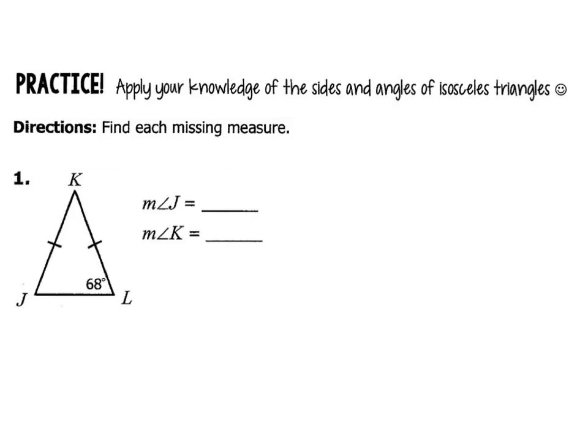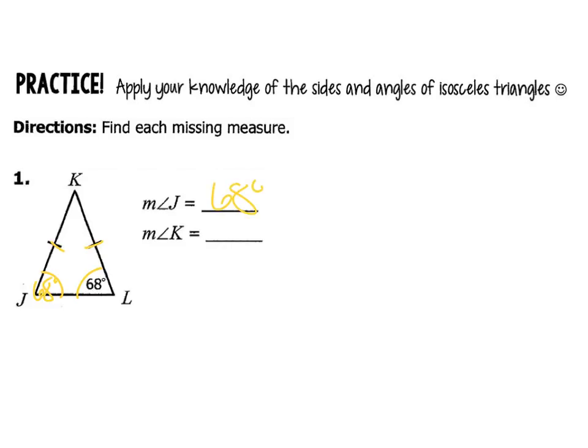All right, so now we're going to apply our knowledge of sides and angles of isosceles triangles to these problems to help us find the missing measures. If we're given that this is an isosceles triangle because the legs are congruent, therefore we know that the base angles are congruent as well by the isosceles triangle theorem. So if the measure of angle L is 68, then the measure of angle J is also 68 degrees.